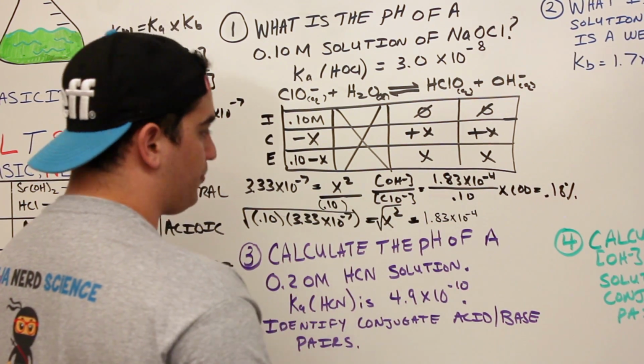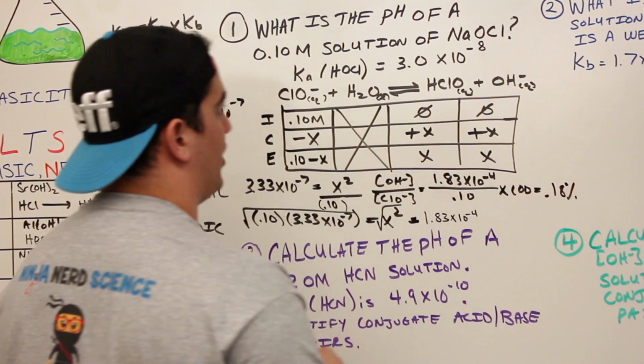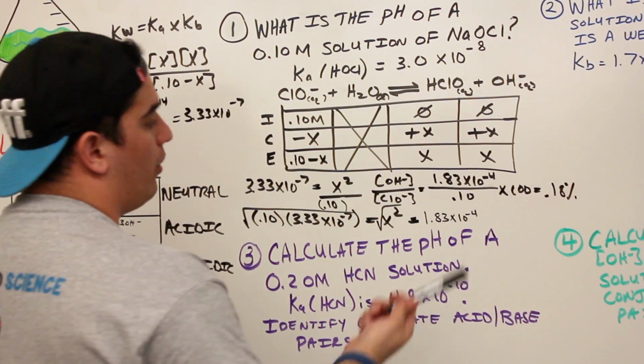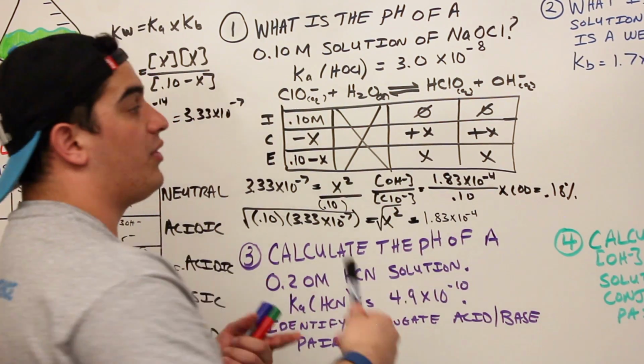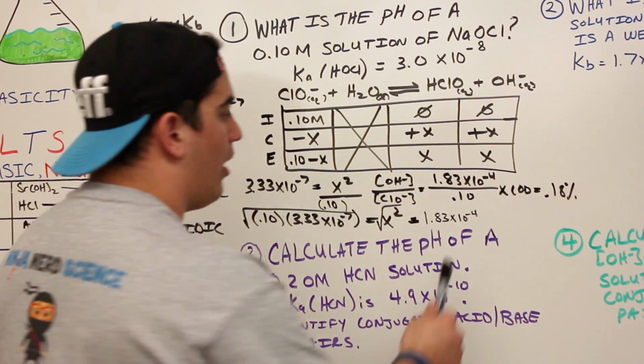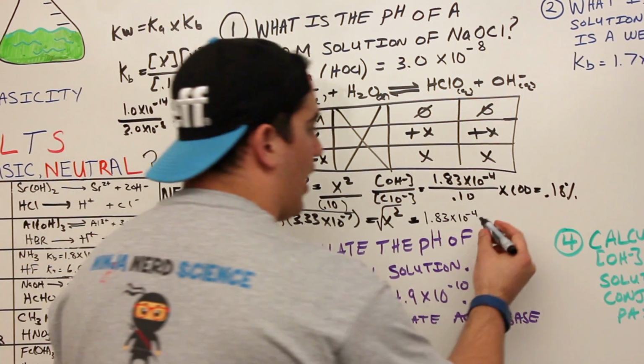So now what do I do? This is my hydroxide ion concentration. Well, I want pH. Well, too bad. I'm going to get pOH, and then I'm going to do 14 minus that to get the pH. So what do I mean here? That's my hydroxide ion concentration.